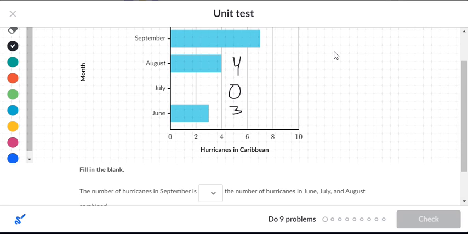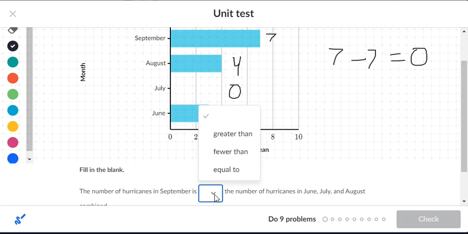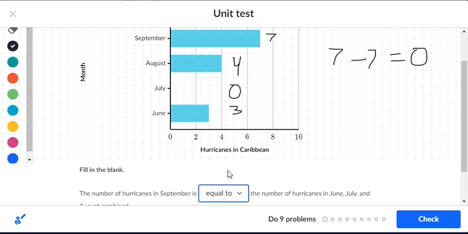So we clearly see that that total number there would be 7. Now we're going to compare that to September. September's between 6 and 8, so September's also 7. So they're both 7, so if we took 7 minus 7 is 0, so they're the same numbers. So let's see what the possible choices would be. Well, they would be greater? No. They would be fewer? No. They're actually equal because they cancel each other out, so this would be equal to.